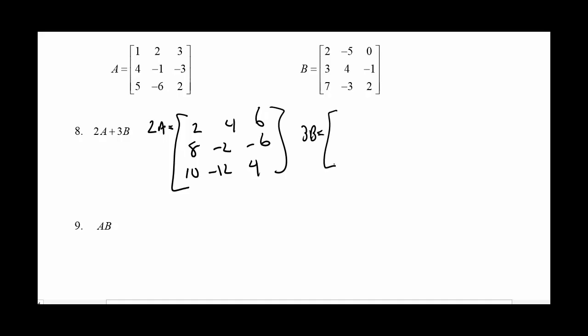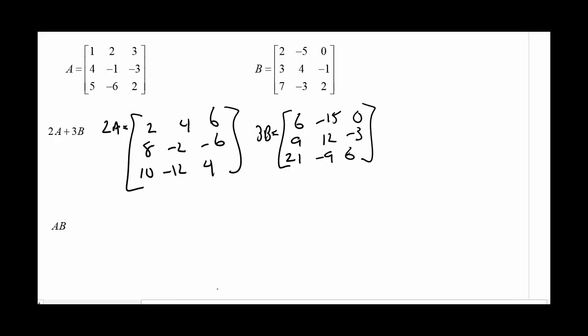All right, and then 3B, if I triple that, I get 6, -15, 0, 9, let's see, 12, -3, and then 21, -9, and 6. And then I want to add those two together. So now that I've doubled and tripled, I can see the numbers I'm adding.